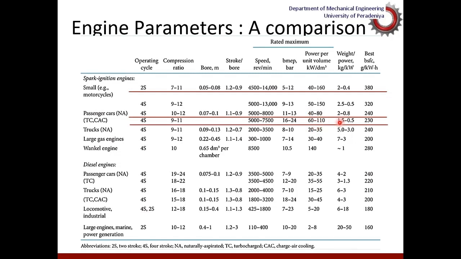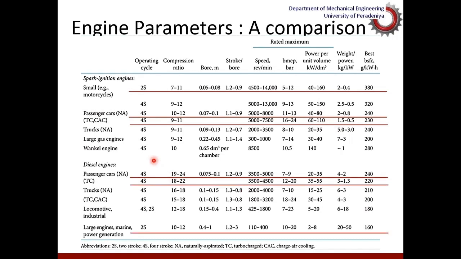And also we can reduce the weight to power ratio. And likewise, you can compare the performance. If it is a diesel engine, it's like this. These are the values. And naturally aspirated and turbocharged. And if it is large marine engines, massive engines, you can have an idea about these values. So I'm not going to go through all the numbers. So you take time and go through this table and get an understanding about the real values of practical engines.